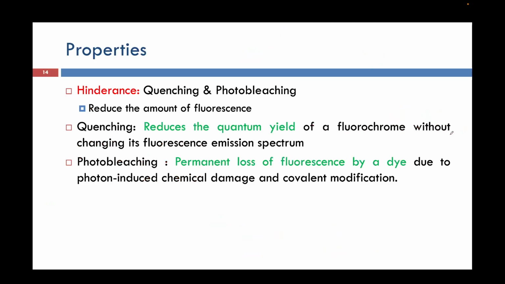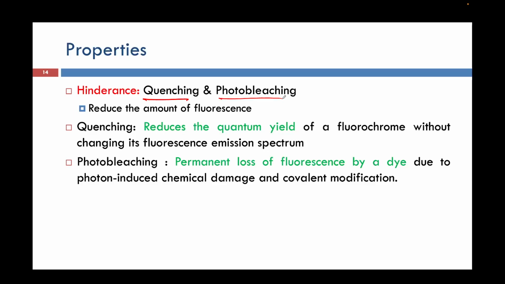So what are the hindrances to fluorescence microscopy? There are two: one is quenching, another one is photobleaching. They reduce the amount of fluorescence. If we are not getting enough fluorescent radiation, then how will we use that radiation to impinge on our material and finally get an image? So quenching and photobleaching reduce the amount of fluorescence.